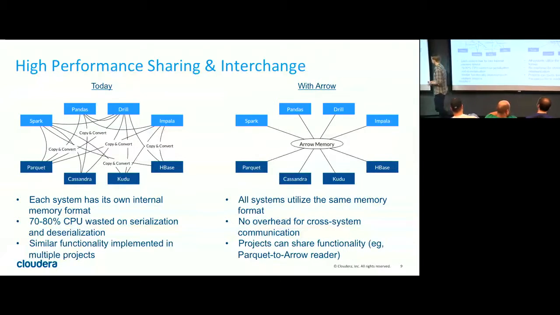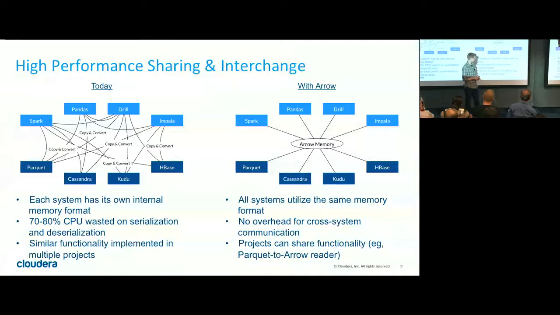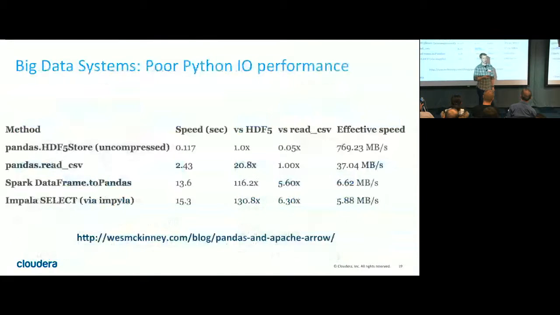So you can ask a system to give you Arrow memory, and you can adapt that Arrow memory to pandas data structures or whatever you're doing in Python. So it drastically simplifies the amount of code that people like me have to write. It also makes the systems a lot faster because there isn't all of this copying and conversion between systems. It also allows us to share code between projects in a more straightforward way.